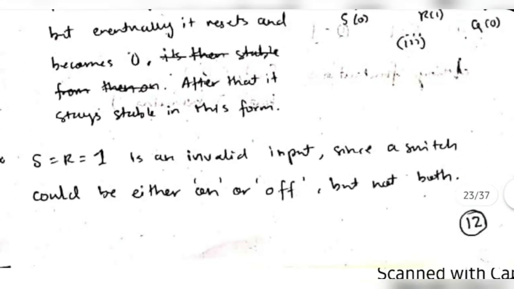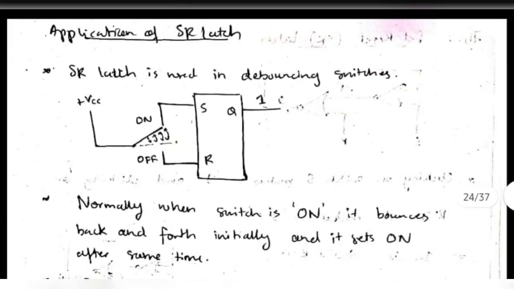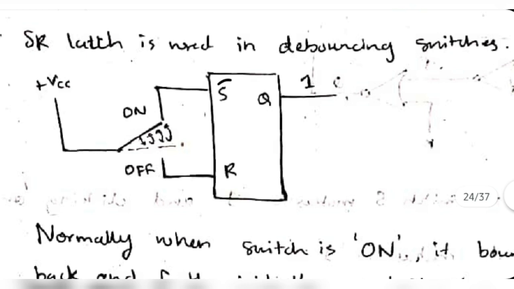And one more thing, if you try to make S and R both 1, that's not possible, because the circuit can either be on or off. You will understand more when you look at this diagram. See here, this is S and this is R. You just have one switch here. It can be either on or off. So you can't have S and R both as 1.